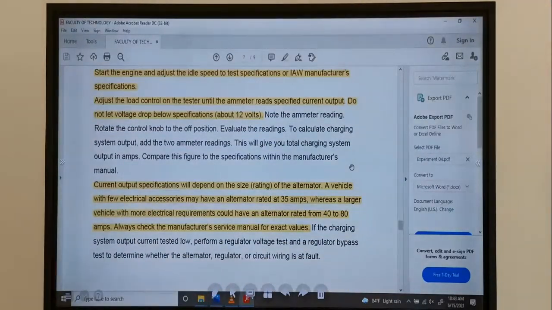Note the ammeter reading, rotate the control knob, then turn off the load tester. Evaluate the readings, the normal readings and the readings when we put the load on. Then we compare the two readings, first the normal condition, then the load condition, with the specification in the manufacturer's manual.